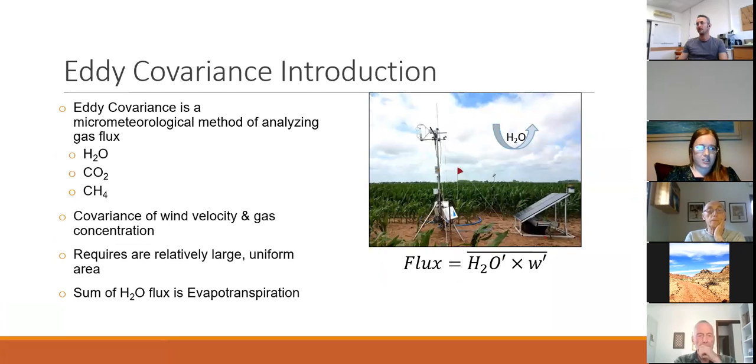So in addition to DSSAT, I also have eddy covariance measurements. Eddy covariance is a micrometeorological method for analyzing gas flux. It's commonly used with water vapor, CO2, and methane. The flux is the covariance between the gas concentration variation and the variation of the vertical wind speed. This technique requires a really large uniform area. And then the sum of our water vapor fluxes will be evapotranspiration.